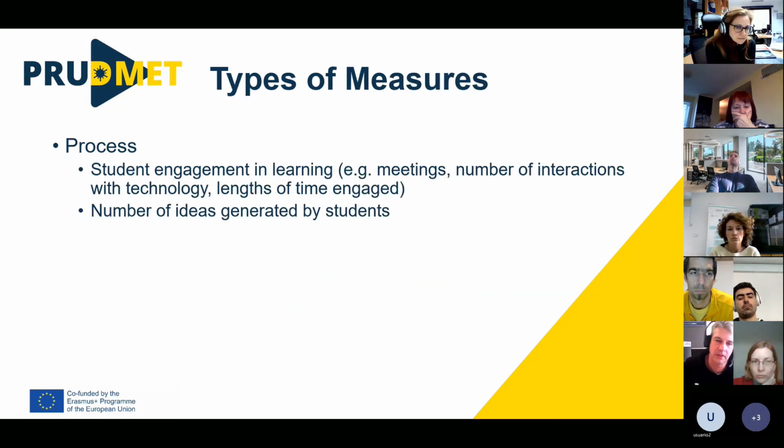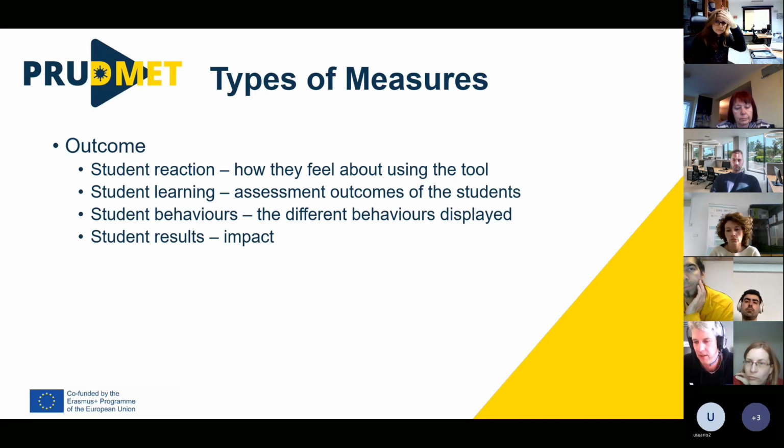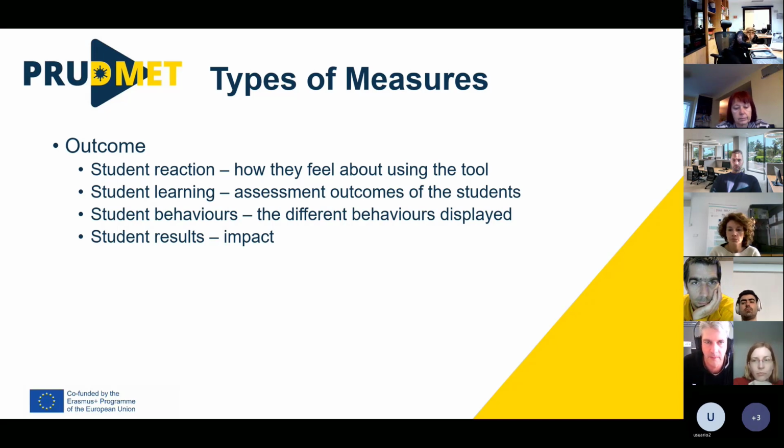Here's a couple of examples, and I would probably skip these slides if I had a nice whiteboard full of ideas from people. You can add ideas as well, but process might be student engagement as learning. I've already talked about the number of interactions with technology, those sorts of things. The number of ideas generated by students are maybe part of the process, and the outcomes might be student reactions, student learning, student behaviors, the impact. Do people get jobs? Those sorts of things through the technology that they've used.